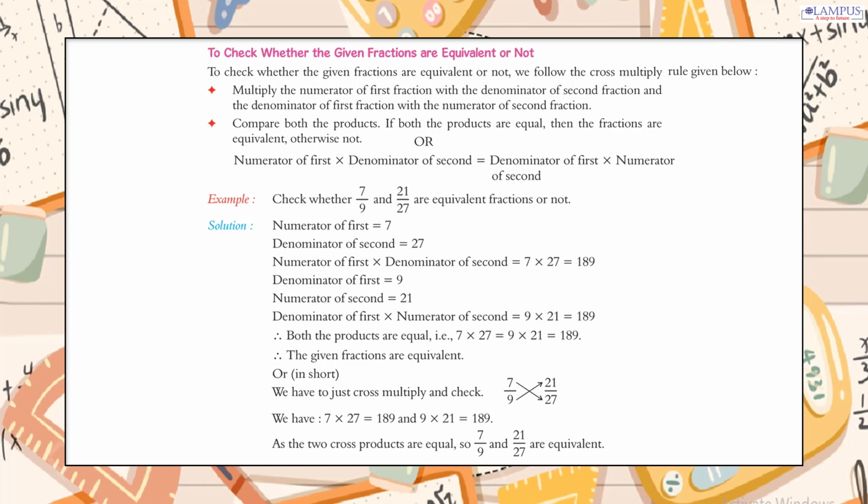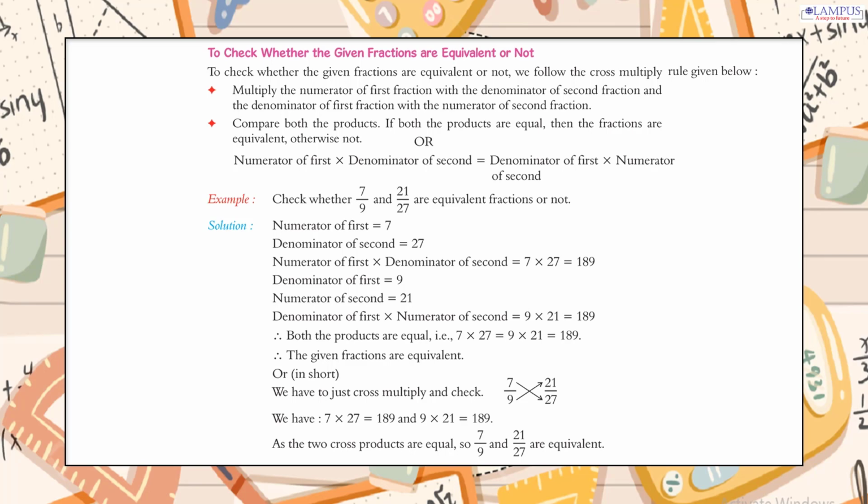Multiply the numerator of the first fraction with the denominator of the second fraction, and the denominator of the first fraction with the numerator of the second fraction. Compare both the products. If both the products are equal, then the fractions are equivalent, otherwise not. Or, numerator of first multiplied by denominator of second equals denominator of first multiplied by numerator of second.